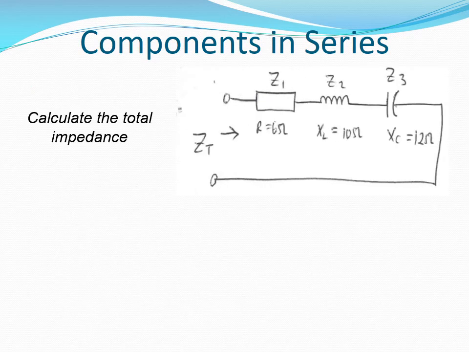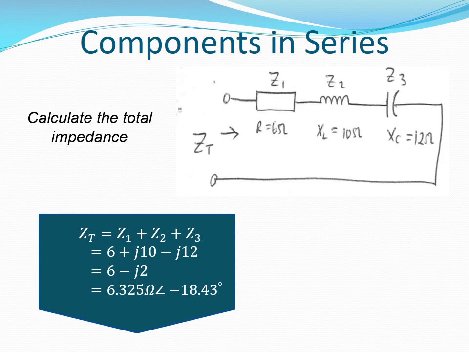In this example, we are given a circuit and we want to calculate the overall impedance. Because this is a series network, the total impedance is the sum of the individual impedances, and we obtain it as 6.325 ohms at an angle of minus 18.43 degrees. And this is the corresponding impedance diagram. It shows the three impedances that make up the circuit, as well as the overall impedance, which is a vector sum of the individual impedances.